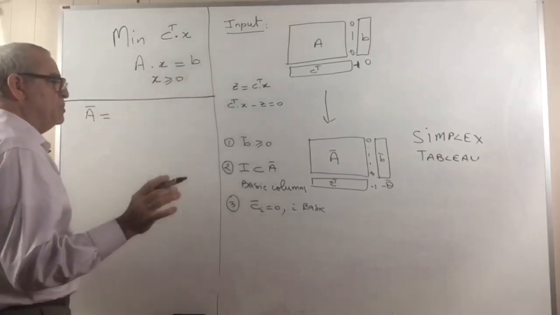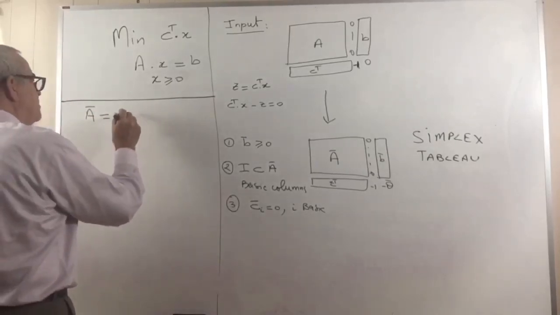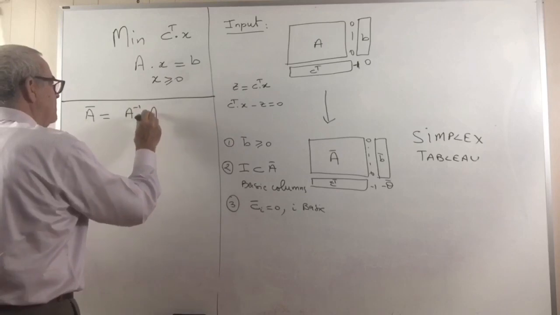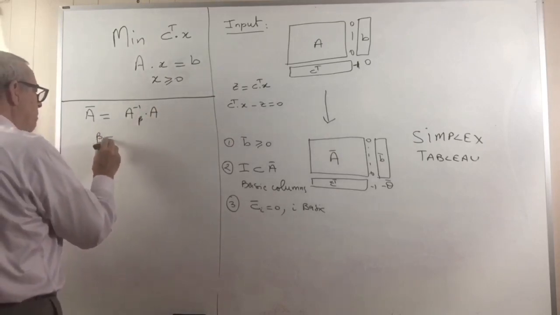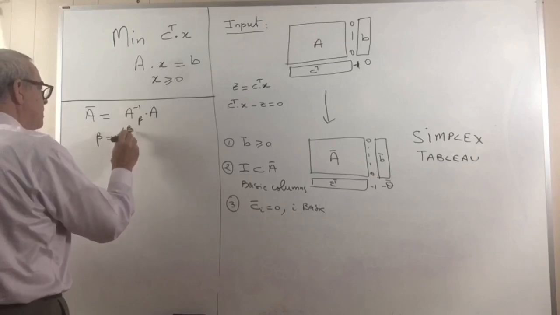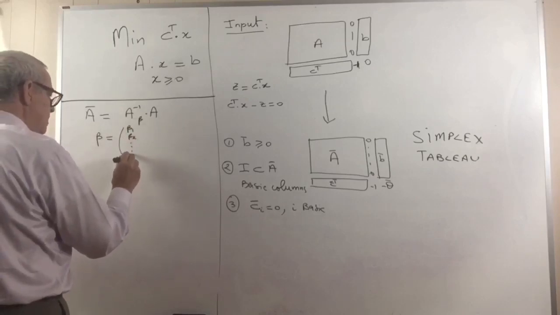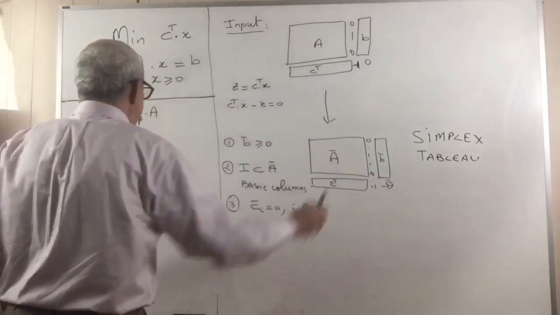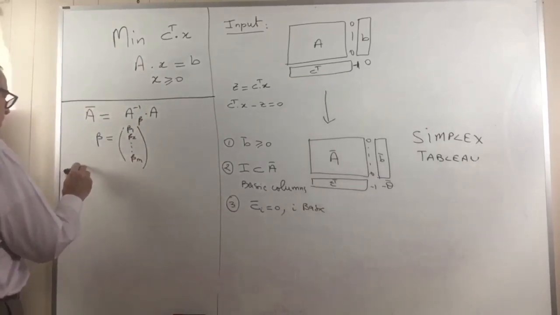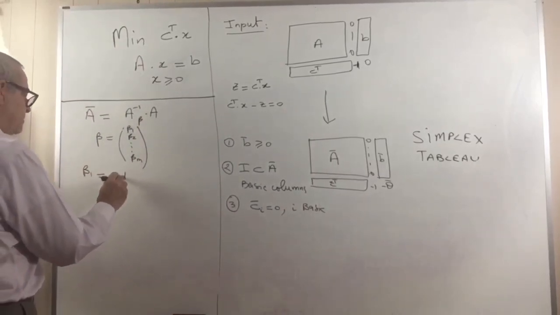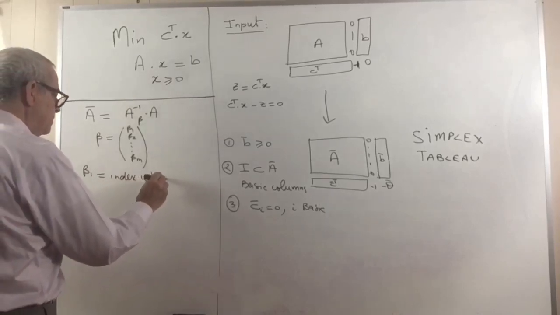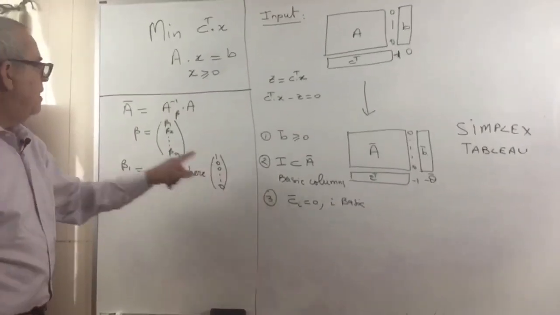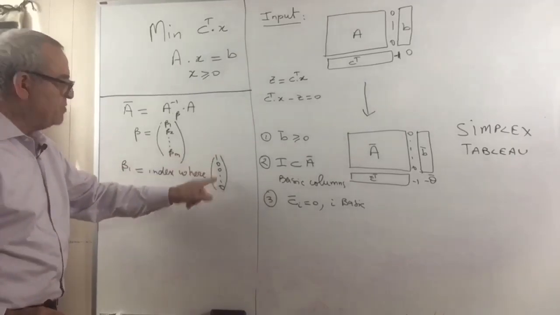remember the fact that we stated earlier from linear algebra, it's just equal to A_β^(-1) times A, where β is just β1, β2, ..., βm. This is the list of indices where the identity matrix is. So β1 will be the index where 1, 0, 0, etc. is. All right? And β2 will be the index where 0, 1, 0, 0 is, and so forth.